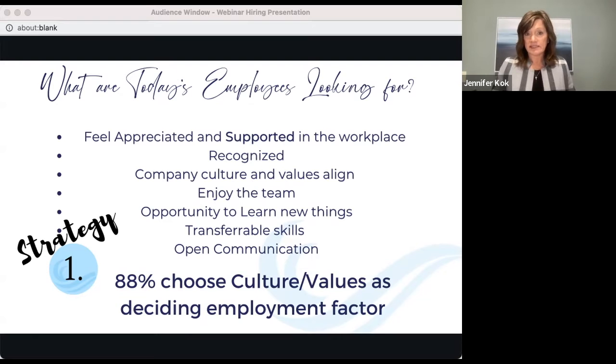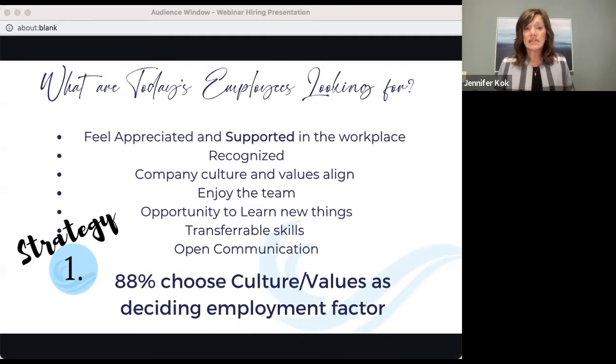They want to feel recognized. 60% of today's employees are motivated more by recognition than money. So sometimes I find that hard to believe. I think they want that more than money, but they want recognition, right? And a very important one, and I'm sure you're hearing a lot about it, is culture and values. They want the company's culture and values to align with theirs. So much so that this was one of the biggest statistics, 88% choose this as a deciding factor of where they're going to work.